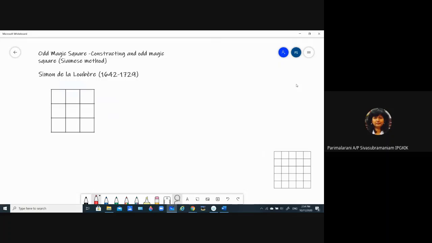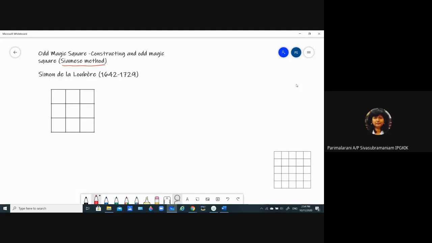We are going to use a method called the Siamese method. This method was published by Simon de la Loubère. He published this method in a book. He actually went to Siam and learned this method and published it. So we are going to use this method to fill in this 3 by 3 magic square.